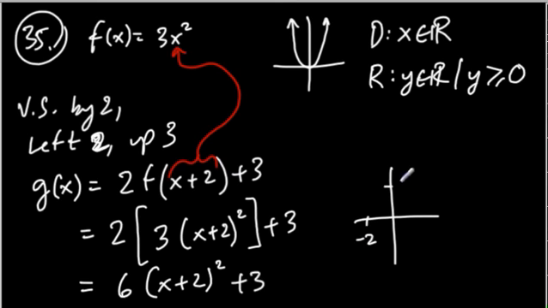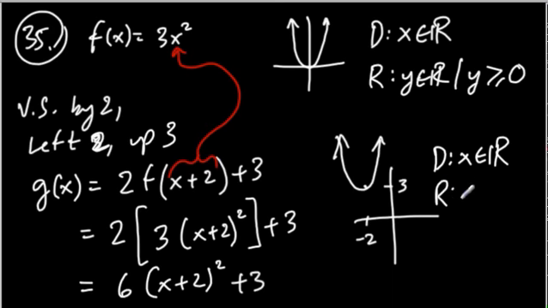Left 2 and up 3. It's still facing up. Okay, it'll be a lot thinner because it's being stretched vertically now. But the domain stays the same as usual. But the range in this case is y is an element of reals, and now y is greater than or equal to 3.